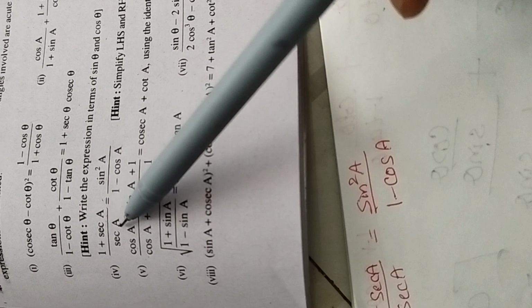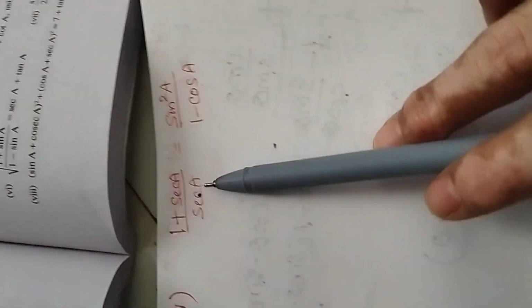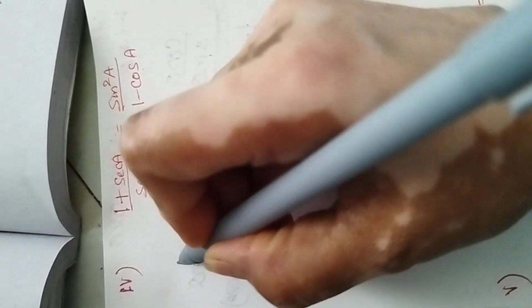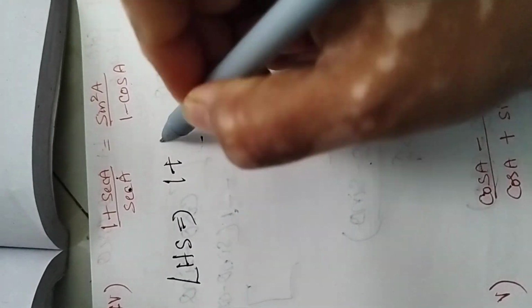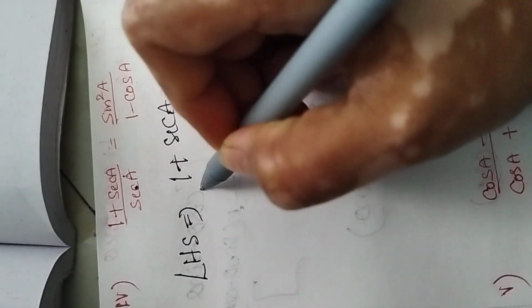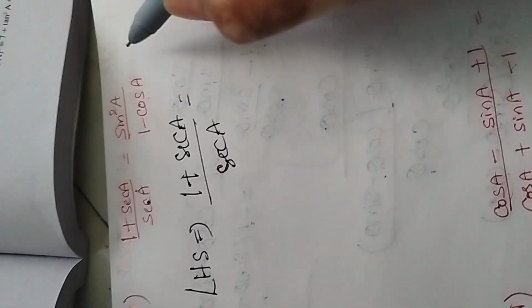See, fourth sum is this: 1 plus secant A by secant A equal to sin square A by 1 minus cos A. Simplify LHS, RHS separately. So if you simplify LHS, RHS separately, means both you will be getting one answer. Okay. So LHS I am doing now. LHS means 1 plus secant A by secant A. So I am converting into cos, means 1 by cos A, secant A.